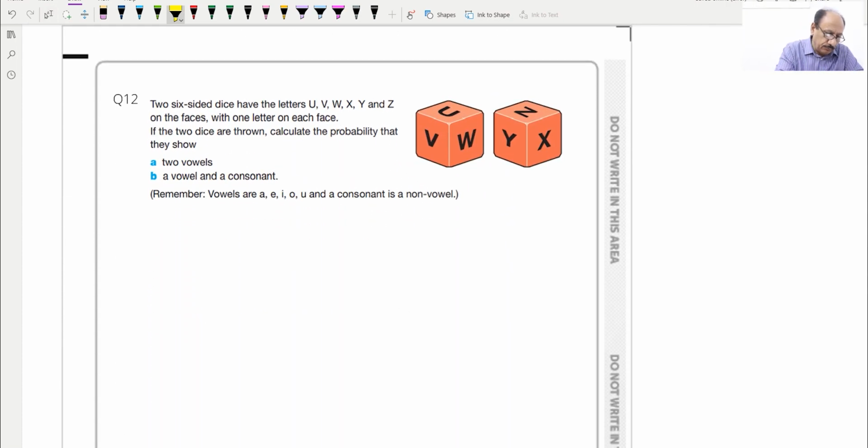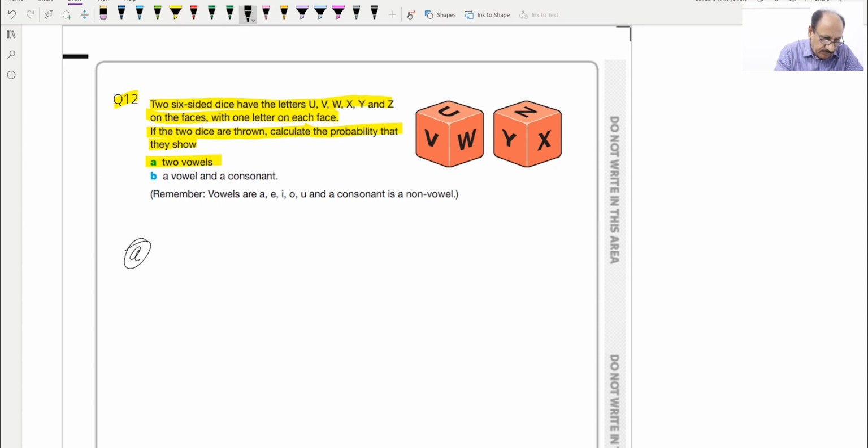Question number 12. Two six-sided dice have the letters U, V, W, X, Y, and Z on the faces with one letter on each face. If the two dice are thrown, calculate the probability that they show two vowels. So how will we show two vowels?